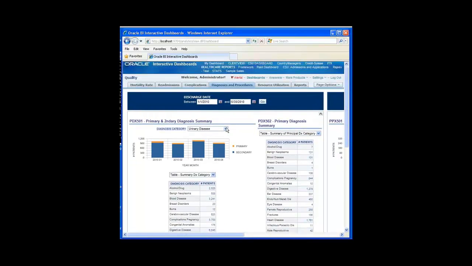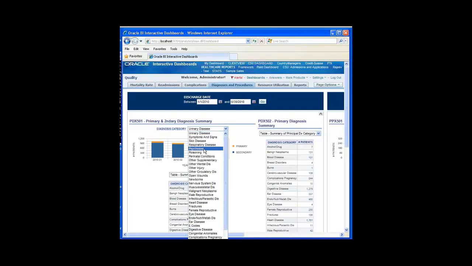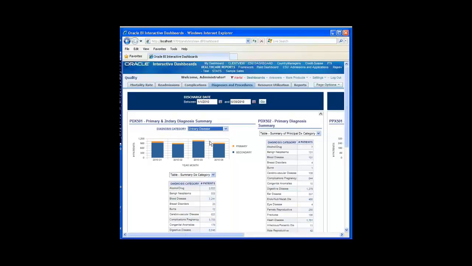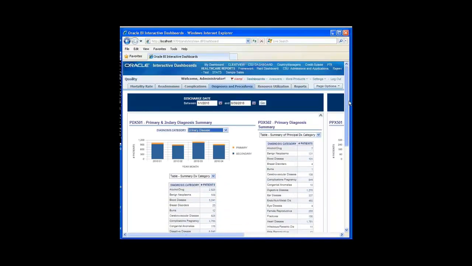And so you can see, for instance, we also give you a master table that lists all of those diagnosis codes and groups them into, say, diagnosis categories. So I can look at all of the diagnoses that map to, say, urinary disease, and I can see what that volume is in terms of primary and secondary diagnoses. So I have a lot of those types of patients, but the majority of them have it listed as a secondary diagnosis as opposed to the primary diagnosis.